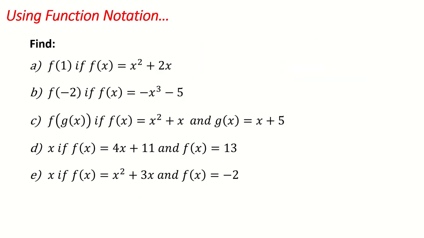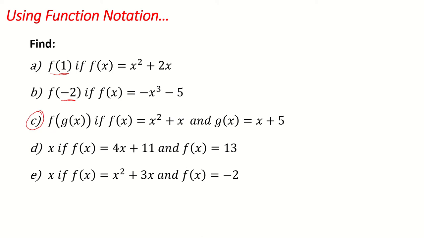So on this one, here it's telling us to replace the x with 1. So 1 squared plus 2 times 1. Here it's telling us to replace the x with negative 2. So minus negative 2 cubed minus 5. Here is where it might look a little bit complicated.